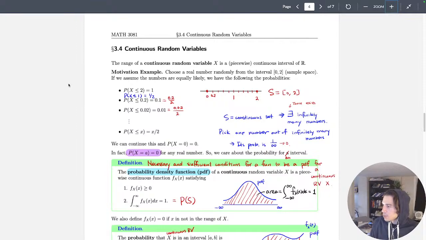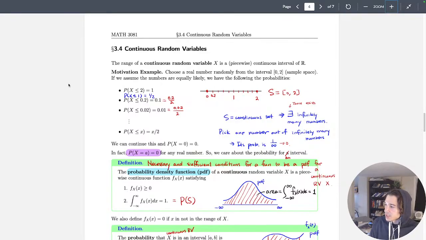S is a continuous set. There exist infinitely many numbers. Pick one number out of infinitely many numbers. Its probability is 1 over infinity, which is 0. We can continue this: P(X=0) equals 0. In fact, the probability that X equals a is 0 for any real number, so we care about the probability for an interval. Again, this is for continuous random variables, not for discrete.